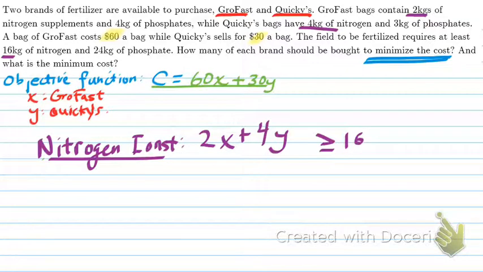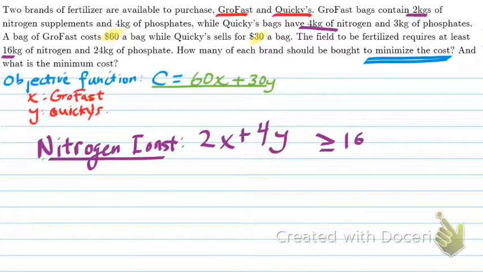So for example, if I bought 1 bag of each, I'm getting 6, right? 2 plus 4 kilograms of nitrogen. Obviously not enough, but it would scale up in this way, where every GrowFast bag gives me 2, and every Quickies bag gives me 4. So there's one of my restrictions, right? Looking at the numbers in the problem, recognizing that I have to have enough nitrogen.